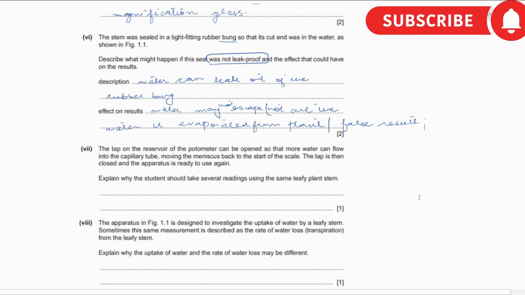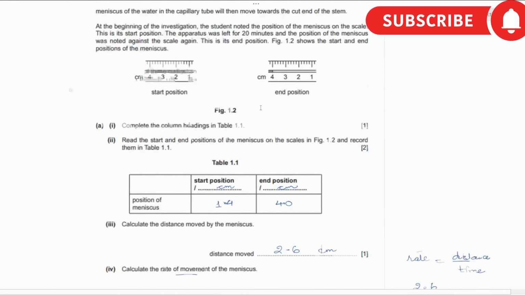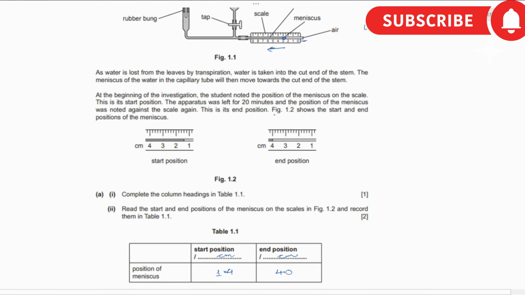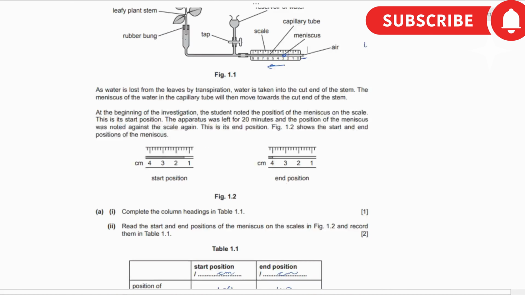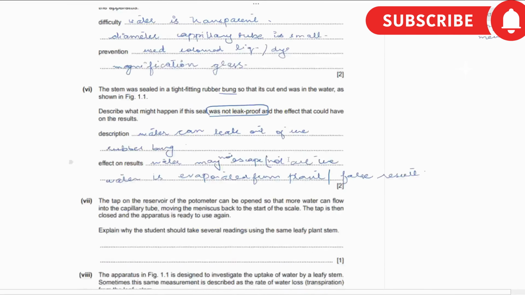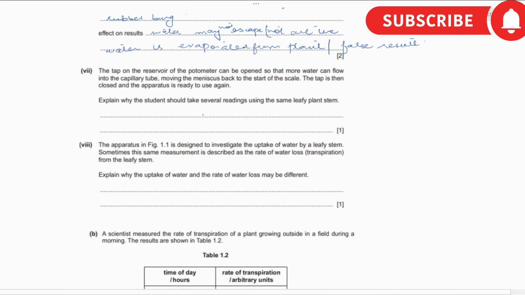The tap on the reservoir of the potometer can be opened so that more water can flow into the capillary tube, moving the meniscus back to the start of the scale. This is what we do when we want to repeat the experiment, so that it can go back to the start. We add water from here. Here is a tap. We just open it. More water is added, and the water level will move backward.